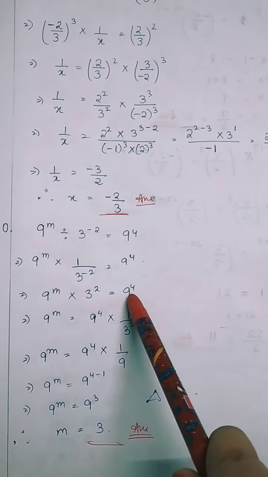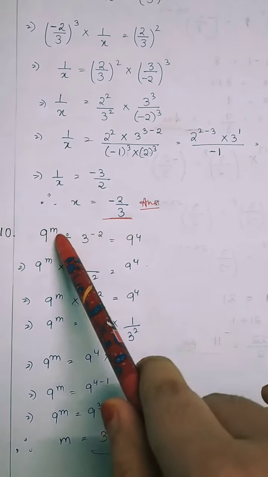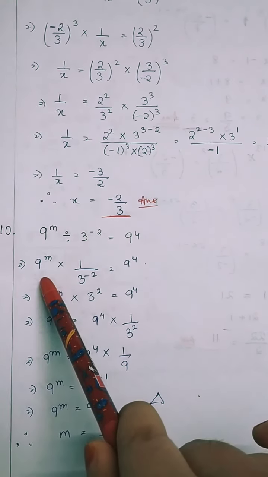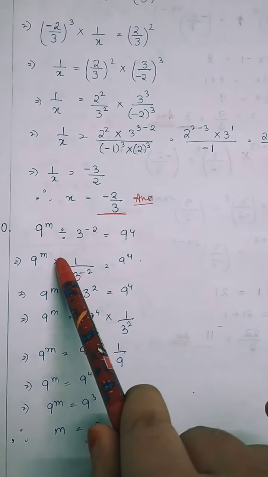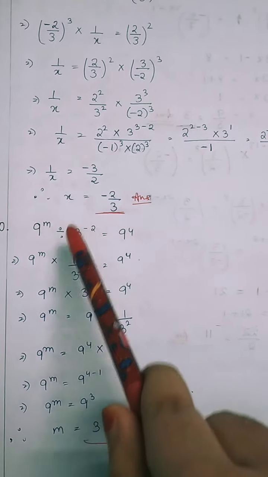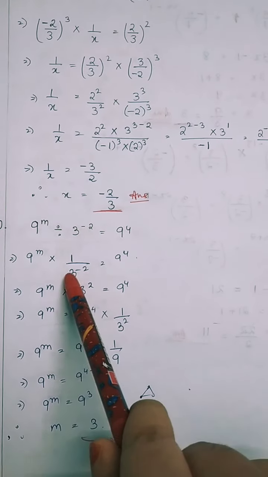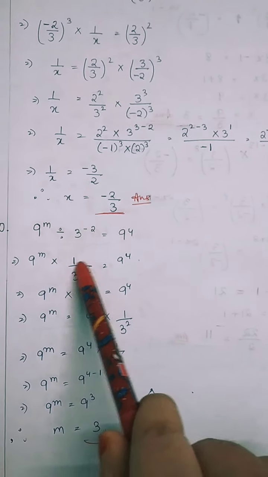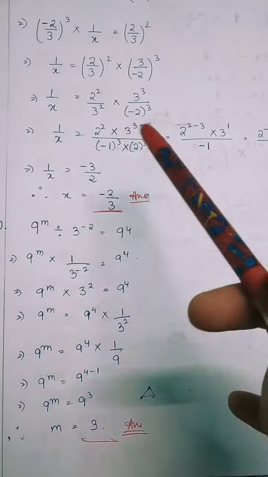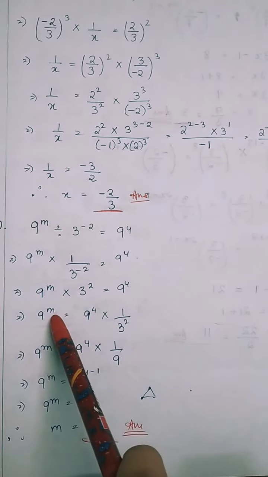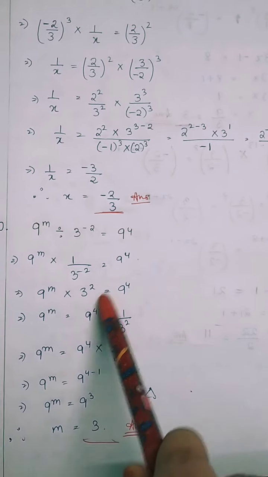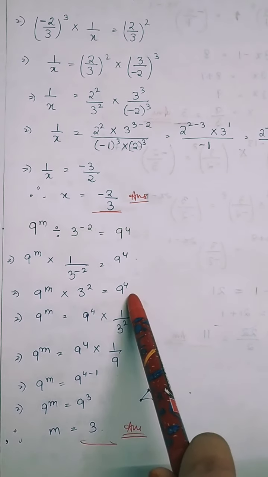Now comes question number 10. Here you have to find the value of m. Okay, so again division is here, so you will change first into multiplication. So this number will be reversed, so it will become 1 by 3 to the power minus 2. Now again this is negative, so we have to make it positive. For making it positive, we'll bring it to the numerator, so it will become 9 to the power m multiply 3 to the power 2 is equals to 9 to the power 4.